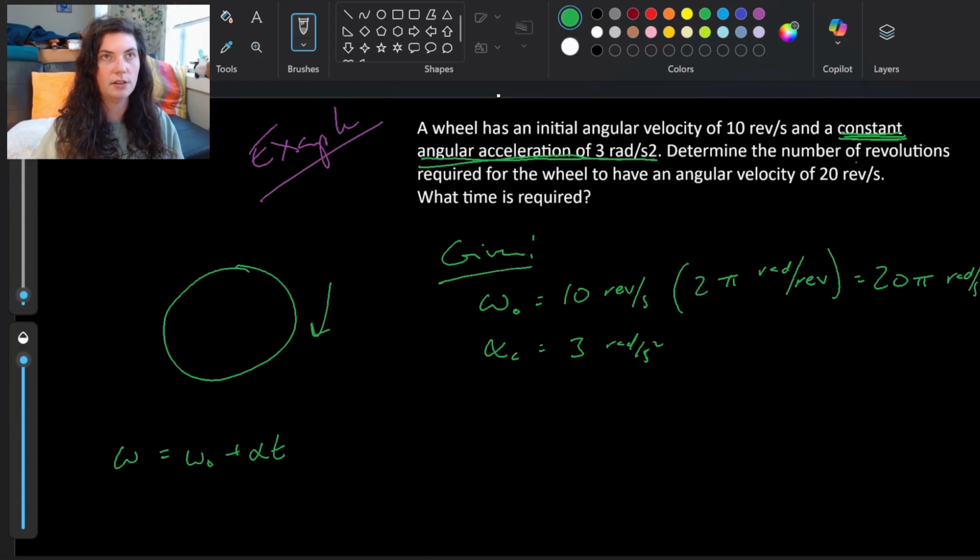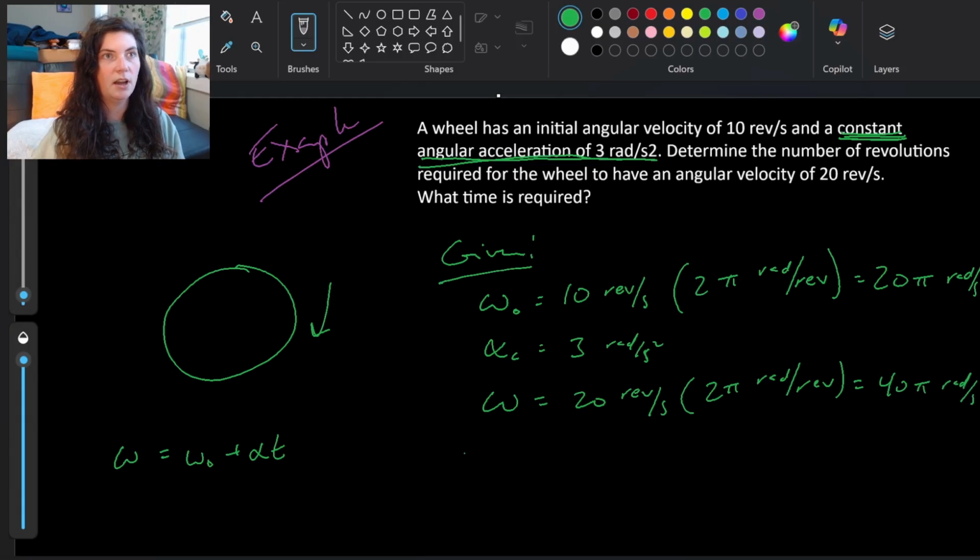Let's pick out the rest of the information. We want to find the number of revolutions required for the wheel to have an angular velocity of 20 revolutions per second. So when our angular velocity is 20 revolutions per second, note again it's revolutions, so we'll convert that as well by multiplying by 2 pi. That gives us 40 pi radians per second.